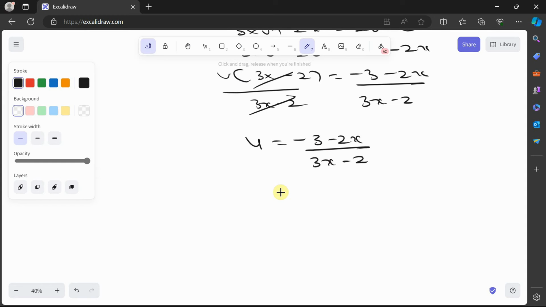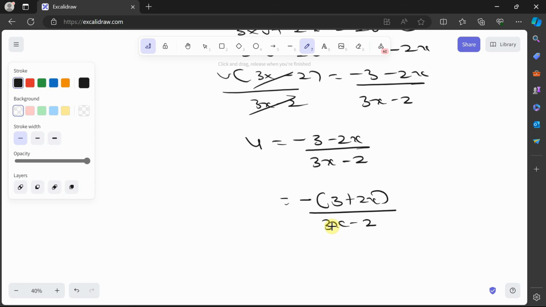To do that, the first thing we know is that from this top, we can factor out minus, because there's minus here, there's minus here. To rewrite our answer to look like the options, I can factor out minus from the top. That will be minus open brackets, minus 3 divided by minus will give me 3, minus 2x divided by minus will give me plus 2x. So I factored out the minus, all over 3x minus 2.